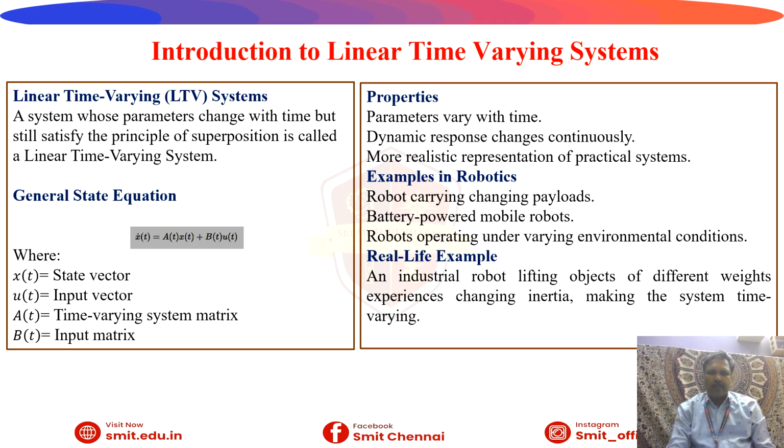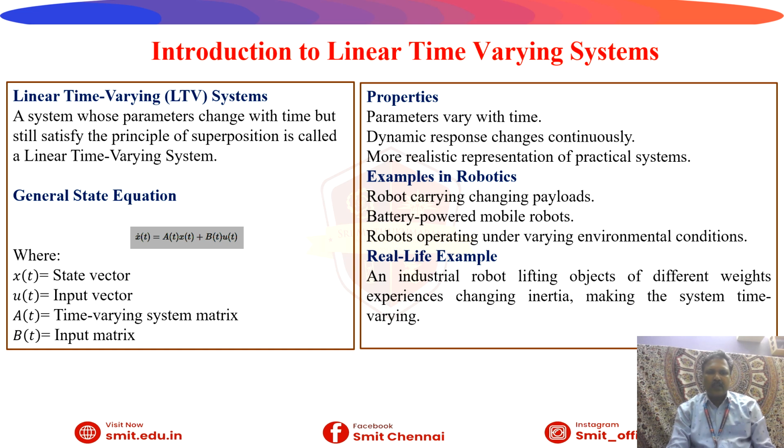Introduction to linear time varying systems. A linear time varying, that is LTV, system is a system whose parameters change with time but still satisfy the principle of superposition. It has the expression x dot equals A(t) x(t) plus B(t) u(t). These are the various terms mentioned over here.